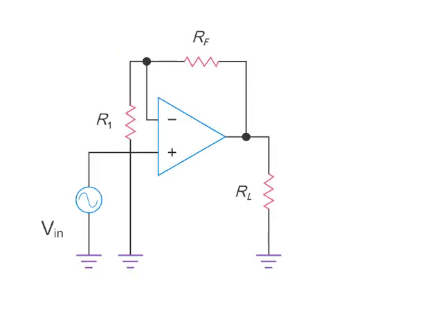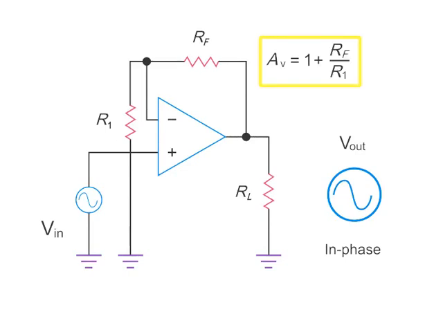The non-inverting circuit employs the amplifier's positive input to produce an output signal that is exactly in phase with its input signal. By adjusting the resistor value at the feedback resistor, RF, you can easily calculate different amplification factors with the equation 1 plus RF divided by R1.